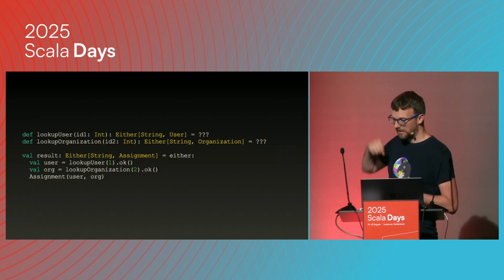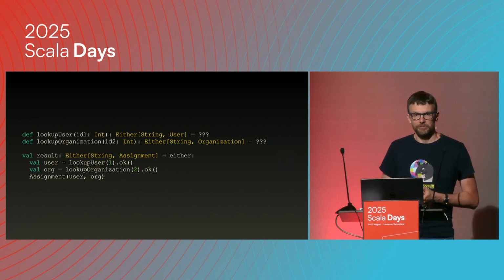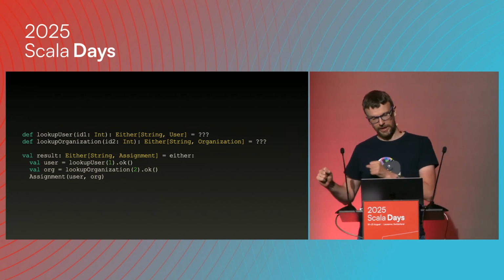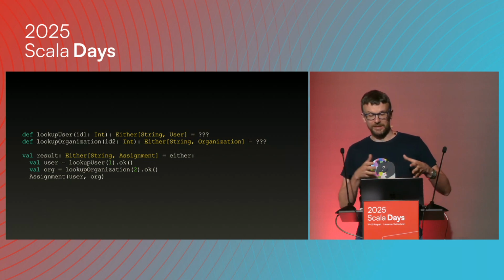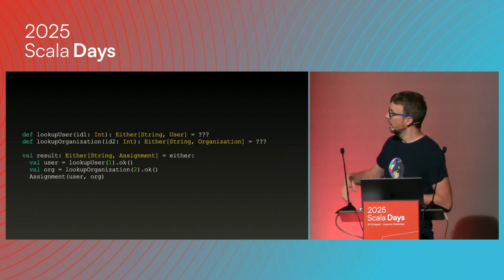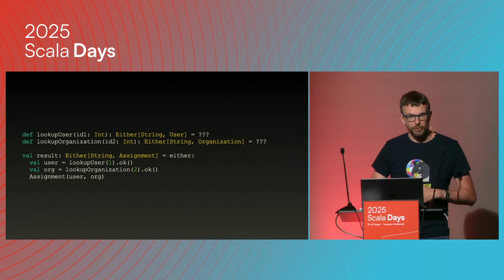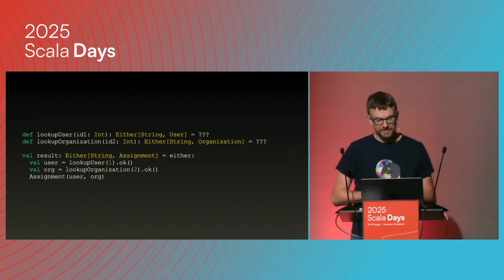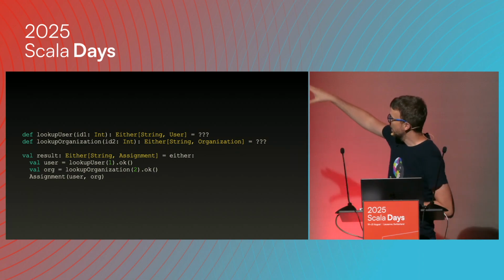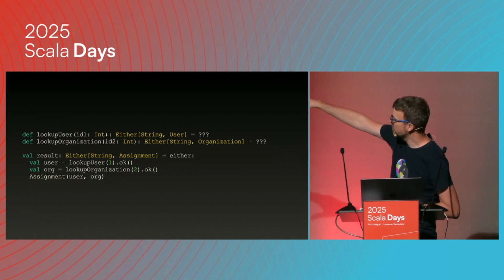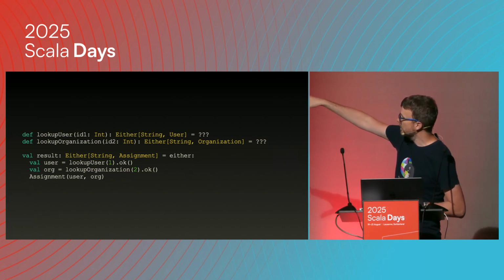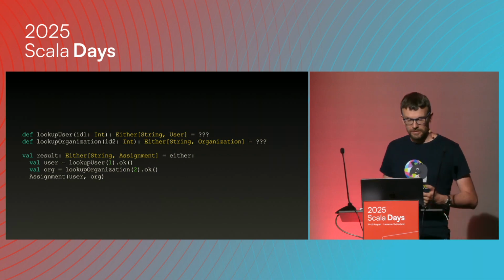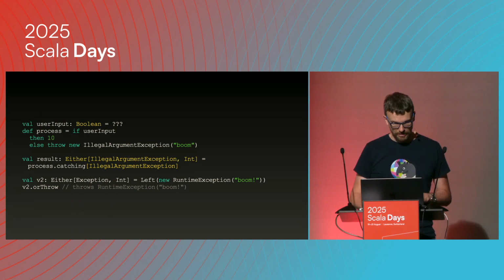Additionally, Ox offers some utilities which make working with Eithers easier. So whenever you have these expected errors which you want to represent at the type level, you would use an Either. So for example, here, there may be some errors when you look up users or organizations. And so we provide integrations with boundary/break that's in Scala, which are specialized to Eithers. So you have this either block, and this ok function actually will unwrap the Either or propagate the error to the top level. So this is quite approachable as well.